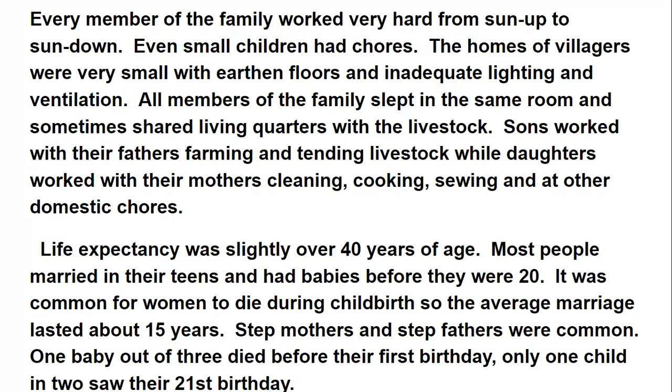Life expectancy was slightly over 40 years of age. Most people married in their teens and had babies before they were 20. It was common for women to die during childbirth, so the average marriage lasted about 15 years. Stepmothers and stepfathers were common. 1 baby out of 3 died before their first birthday. Only 1 child in 2 saw their 21st birthday.